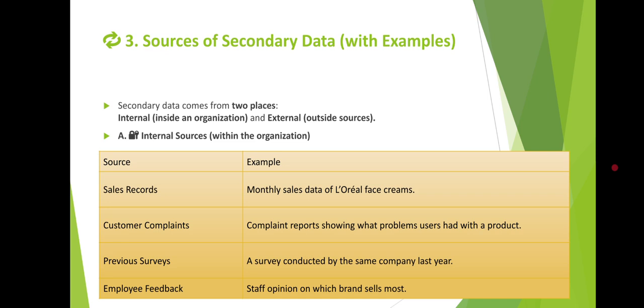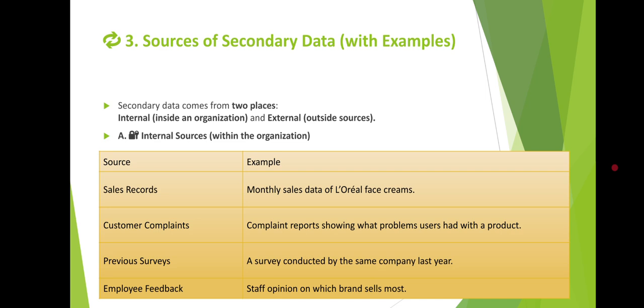Next topic we have sources of secondary data. So let's understand this topic with the help of example. So basically secondary data comes from two places. One is internal, which include inside an organization, and secondly we have external, which means outside sources are included in external. So these are the sources that included in internal sources. Internal sources, that means you are collecting the data within the organization.